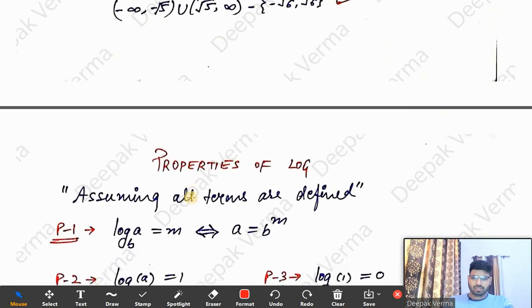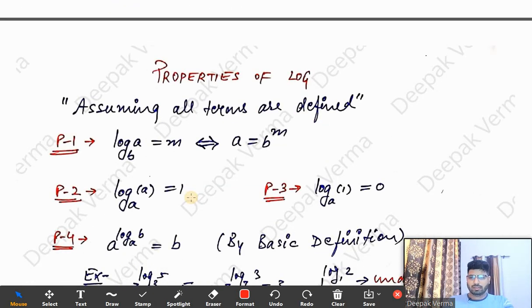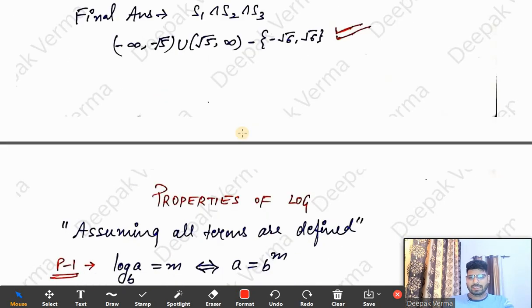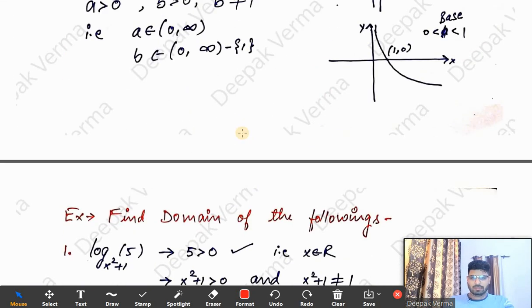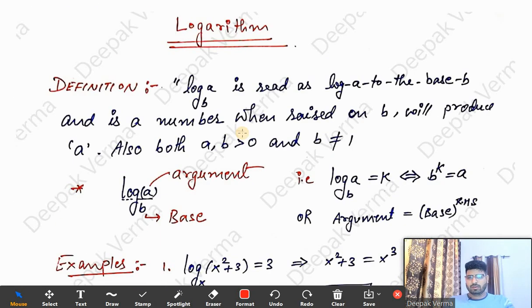Got it? So next we have properties of log, and we will do this property of log in our next lecture. So in this lecture I think this is sufficient. Okay, fine.